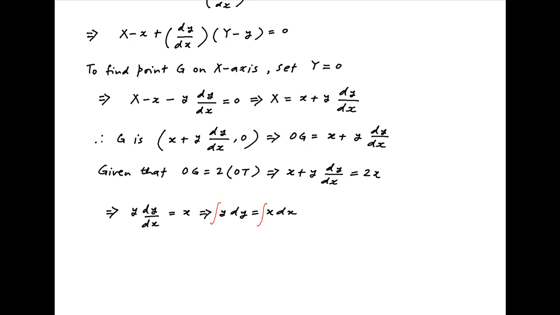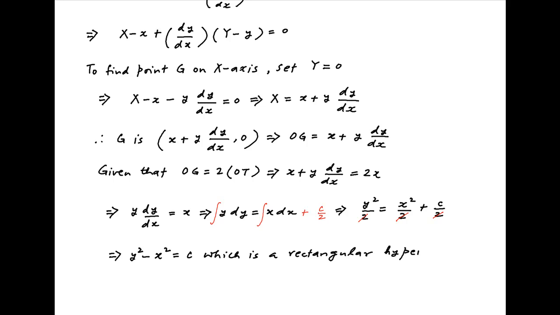Now integrating both sides and introducing a constant of integration, say c upon 2, on the right hand side, we get y square upon 2 is equal to x square upon 2 plus c upon 2. 2 cancels across the left hand side and the right hand side in the denominator, and therefore the equation of the curve is y square minus x square is equal to c, which is a rectangular hyperbola. And this is the required answer.